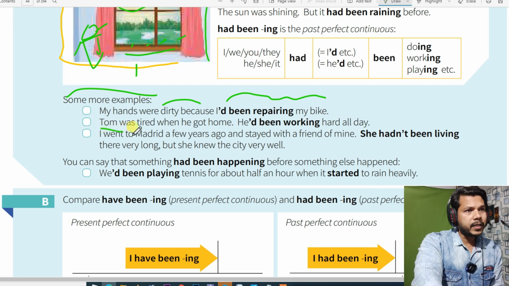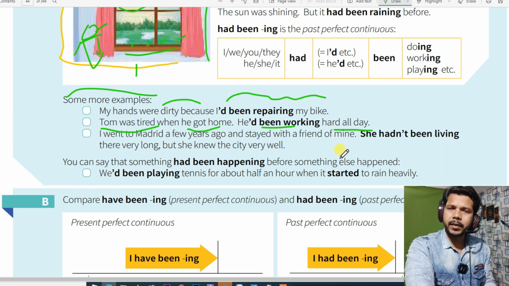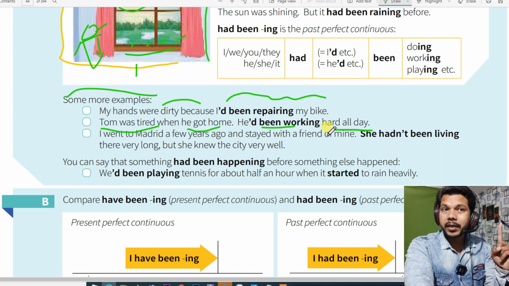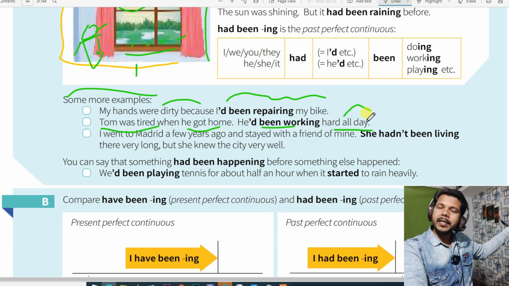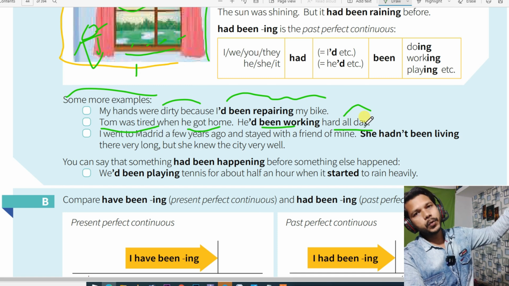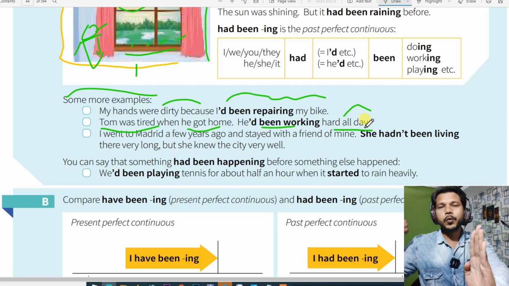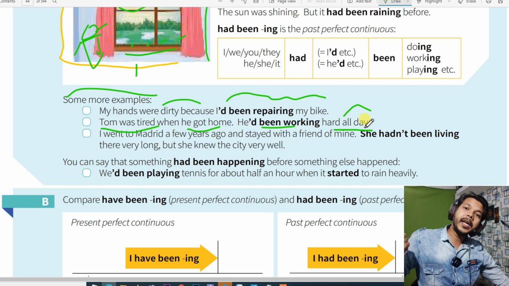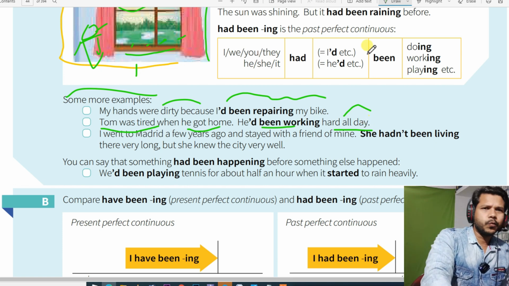Okay. Tom was tired when he got home. He had been working hard all day. There is a guy named Tom. He went back to his home. He was tired. Why was he tired? He was tired because he had been working hard all day. So he must have started working sometime back in the past. He continued it for some time, maybe the whole day, then ended and came back home. So he was quite tired because the whole day he had been working. Got it? So this is what had been is.